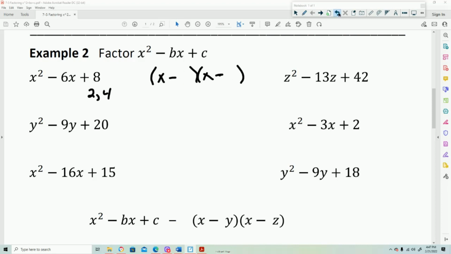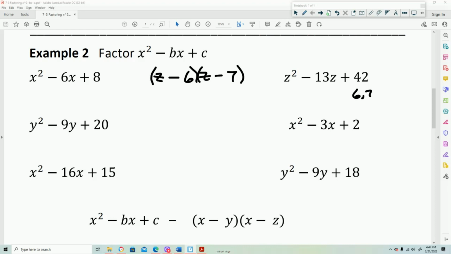Let's back it up for the next one, and those are z's. So we're going to put a z here, a z here. We've got a minus sign, plus sign, so we're going to do two subtraction signs because of that pattern. Now I'm going to look at factors of 42, things that multiply to be 42. 6 and 7 multiply together, and if we add those together, we get 13. So I'll put a 6 here and a 7 here.